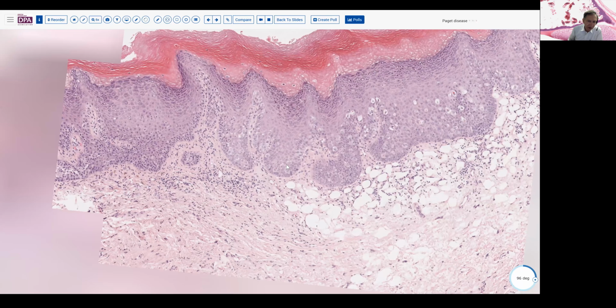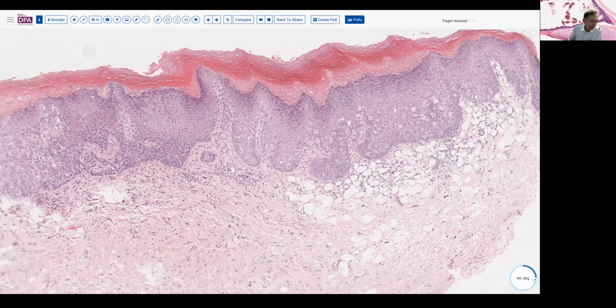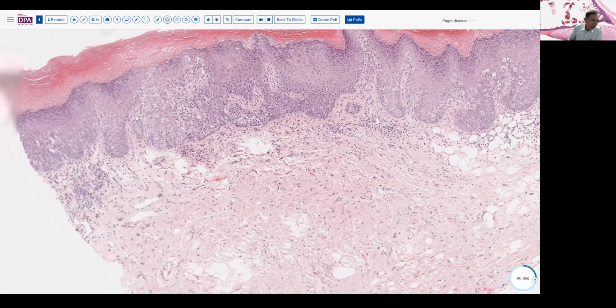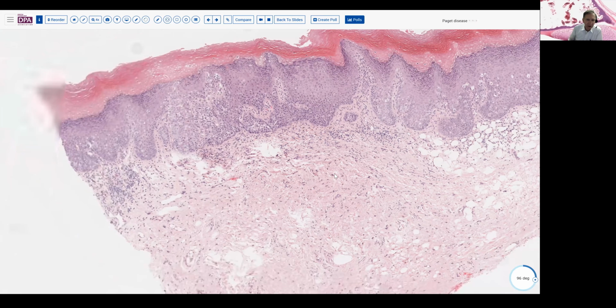And the reaction, as you see in this case, is just a little bit of inflammatory reaction in the dermis or submucosa area. This lesion was probably visible because of the hyperkeratosis rather than the inflammation that we saw in the other area.